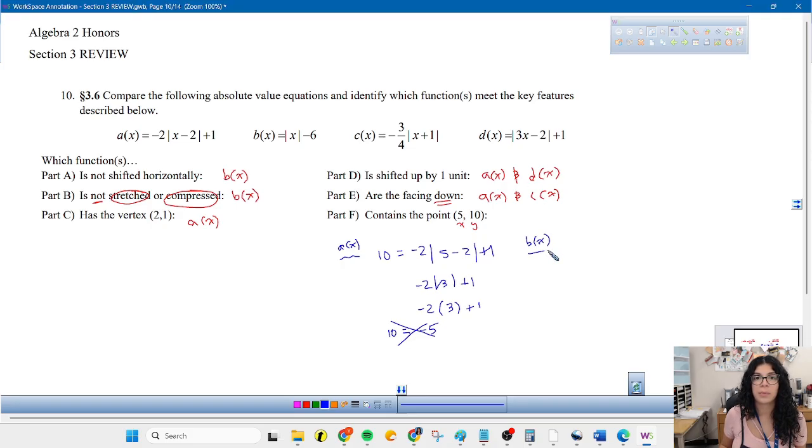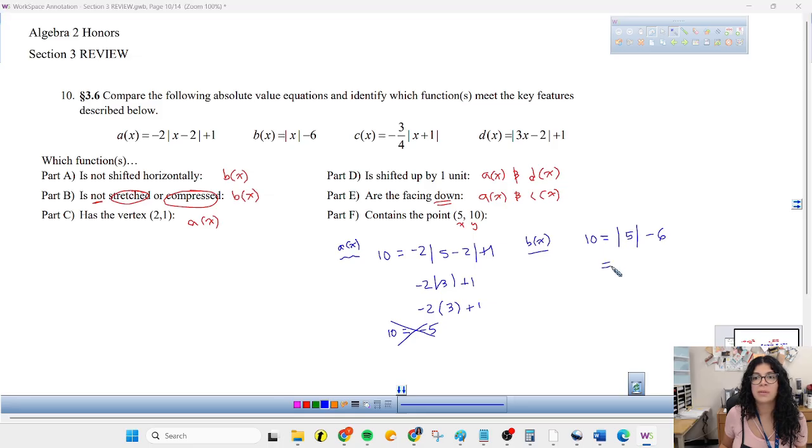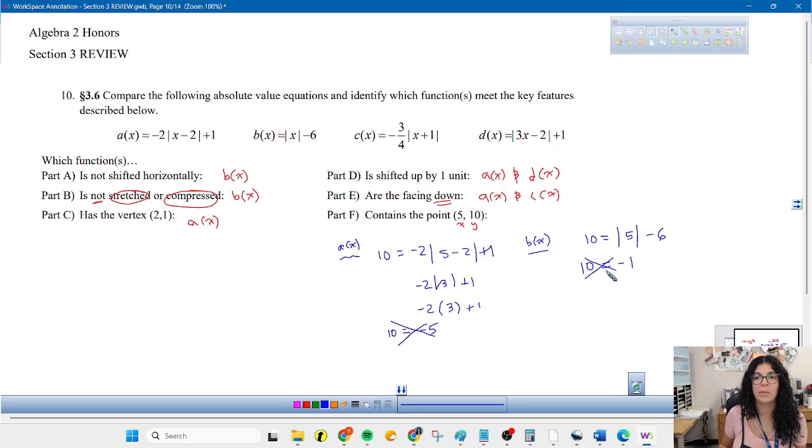Let's try B of x. Plugging in again, 10 for y and 5 for x. Is the absolute value of 5 minus 6 equal to 10? Well, 5 minus 6 is -1. 10 does not equal -1. So B of x also does not contain that point. Let's move on to C of x. Does 10 equal -3/4 times the absolute value of 5 plus 1? Well, 5 plus 1 is 6. -3/4 times 6 is going to give me some number, but I know it's not 10. So that doesn't work either.